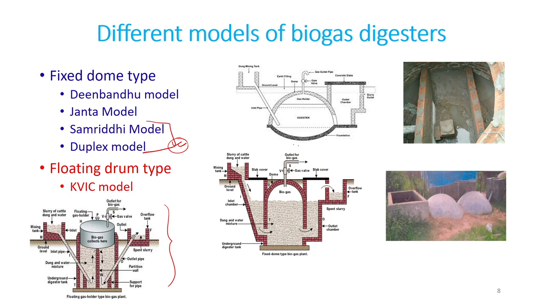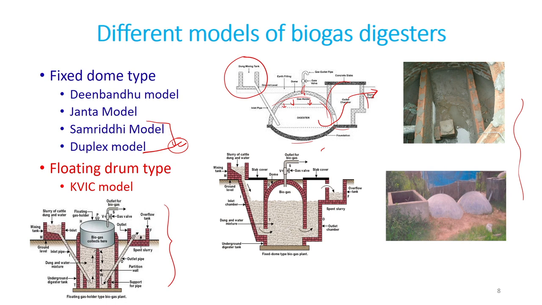These schematics, these two, and the photographs that you see are all fixed dome type biogas plants. Here you can see this is the mixing chamber, fermentation chamber, and then this is the outlet. And gas can be collected from the top of this hemisphere. Okay? So what happens when gas generates? Gas will give a pressure on the interface, and because of this pressure, the slurry will move out. This is something like self-displacement.